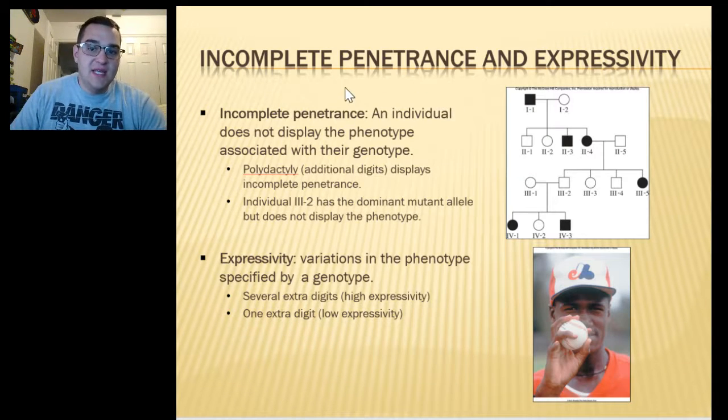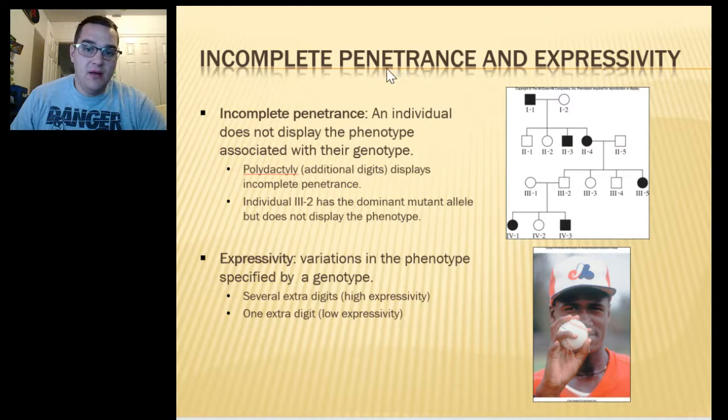And the next one is incomplete penetrance and expressivity. I'm going to hit expressivity first. Expressivity is when you have variations of a phenotype specified by a genotype, so you'll have variations of a specific phenotype. The example is polydactyly, where high expressivity would be like having 7 fingers, and low expressivity would be having like 5.5, but the same genotype and phenotype.